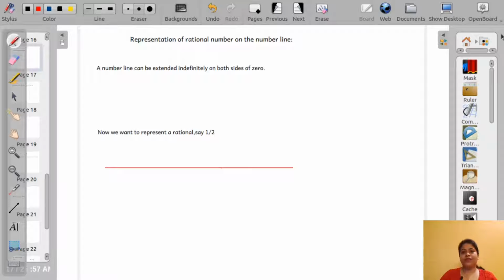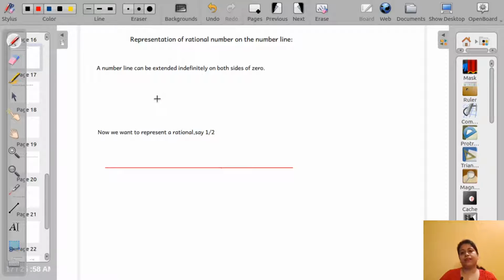So in today's class we will discuss how to represent a rational number on the number line and how to find rational numbers between two given rational numbers. Okay, so the first topic is representation of a rational number on the number line.